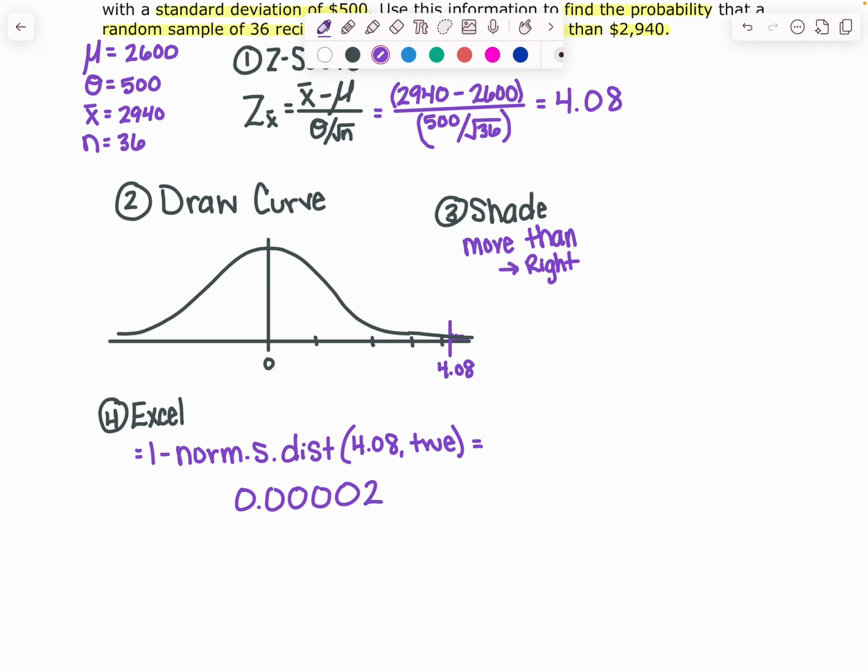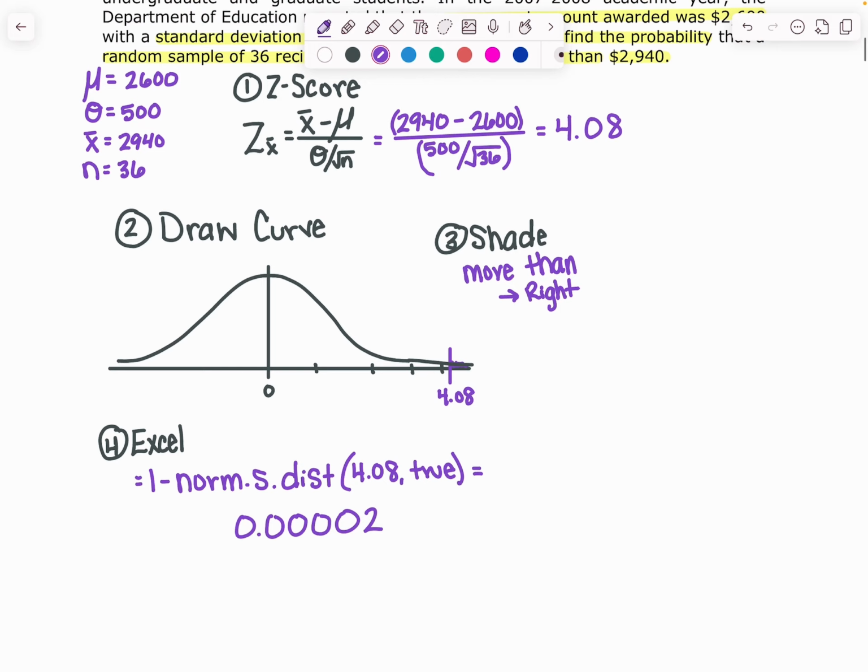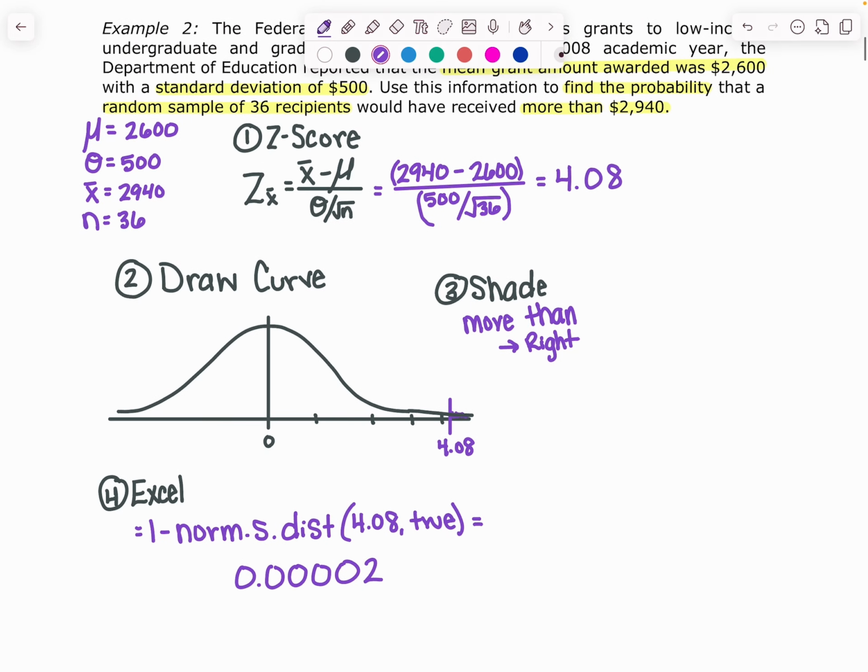Very small probability that the 36 recipients would have an average of $2,940 or more in their Pell Grants. But that is how we use this new sampling distribution and the z-score to calculate probability.